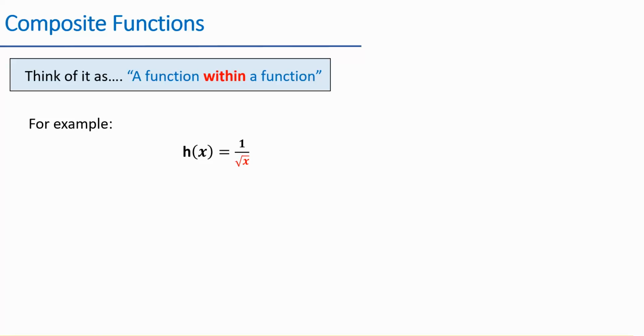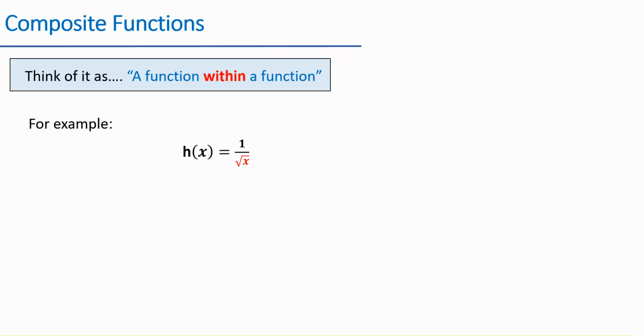So that's the first thing you need to understand. A composite function is when you have a function within a function. I've got a square root function within a hyperbola function. Now, obviously, a composite function comes with some sort of restriction, things you can do and things you can't do.